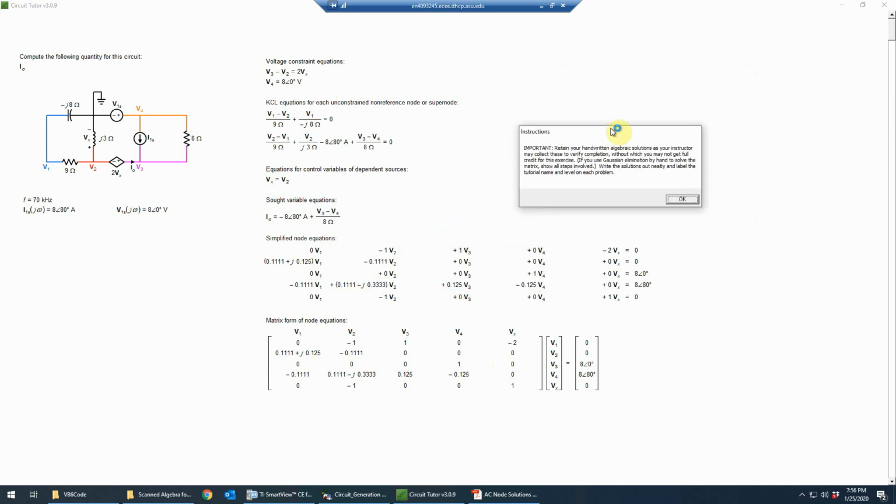Okay, and your instructor may ask you to turn in your handwritten algebra. If they do, then you should retain that for them. If not, you may want to keep it just for yourself as a record that you can use when you're studying and trying to remember how to do the complex algebra.